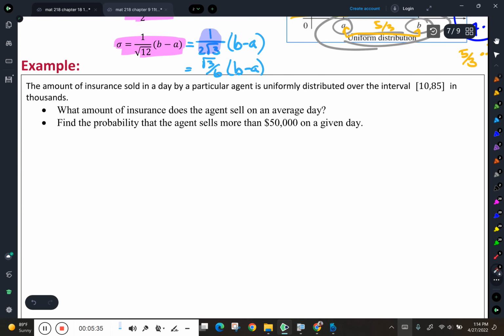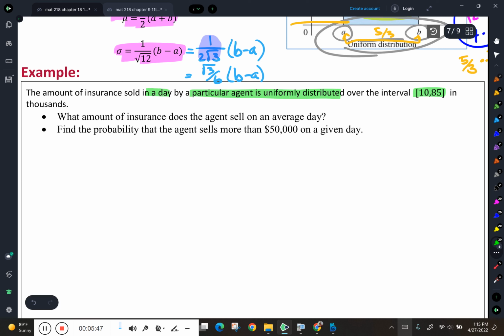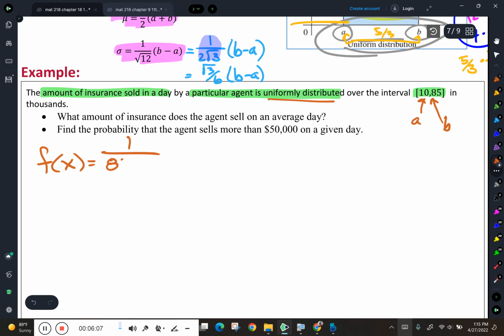All right. The amount of insurance sold by a particular agent is uniformly distributed over the interval 10 to 85, measured in thousands. So the amount of insurance that they sell in a day is somewhere between $10,000 and $85,000 worth of insurance, and it's uniformly distributed. So the fact that it's uniformly distributed tells me that that's going to be my A, that's going to be my B, and that my probability density function is going to be 1 divided by B minus A, or 1/75th. There's my probability density function.